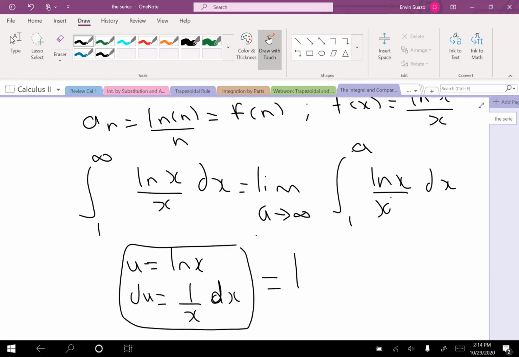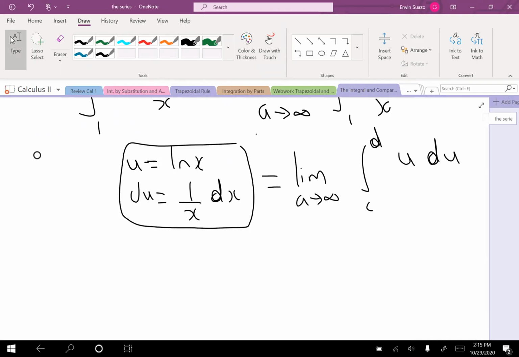And then when I plug in here, the limit as a goes to infinity, I get the integral. And now I change these limits to something else, c and d. Instead of ln of x, I write u, and 1 over x dx is du, right? So I get the limit as a goes to infinity. And what is the antiderivative of u?